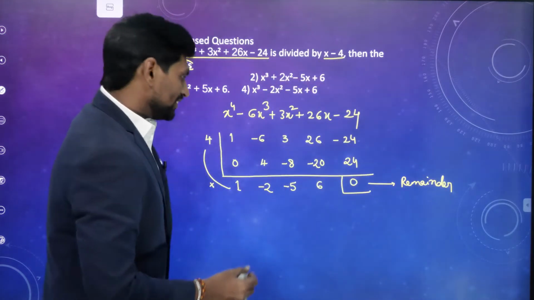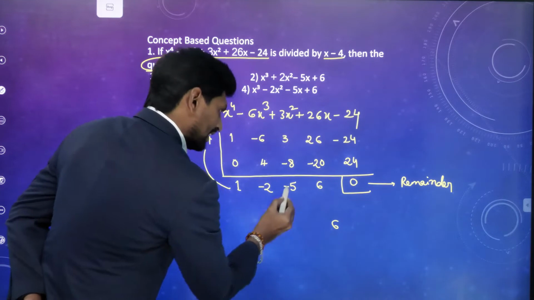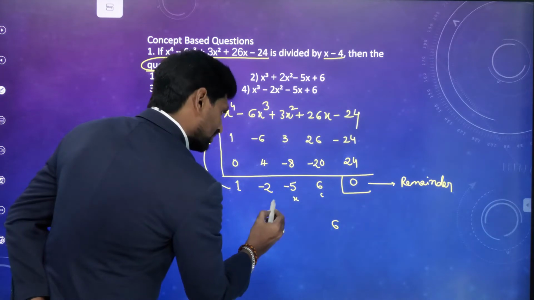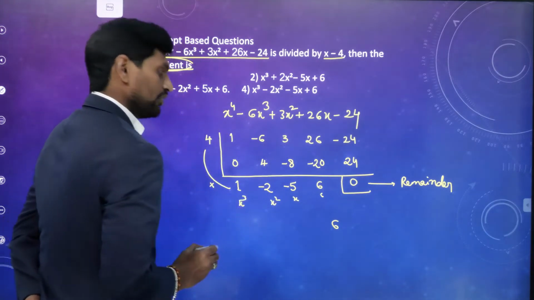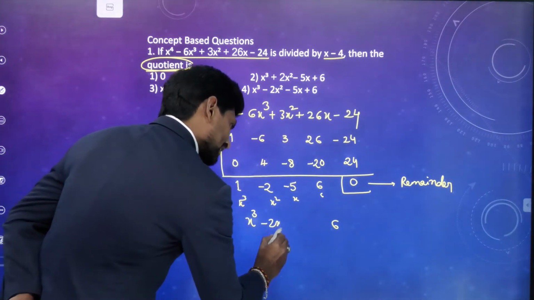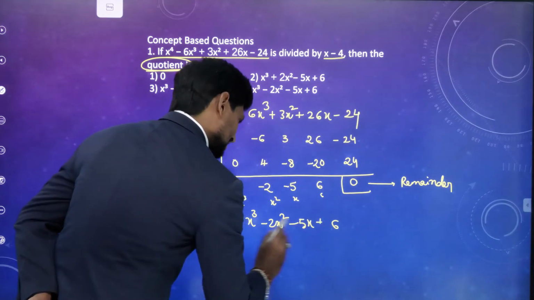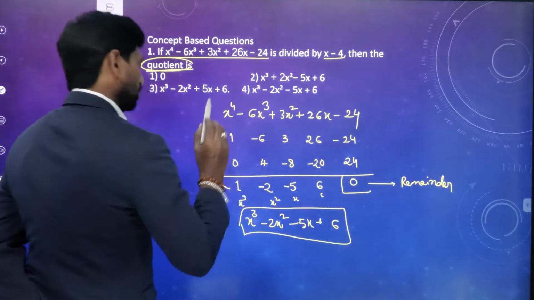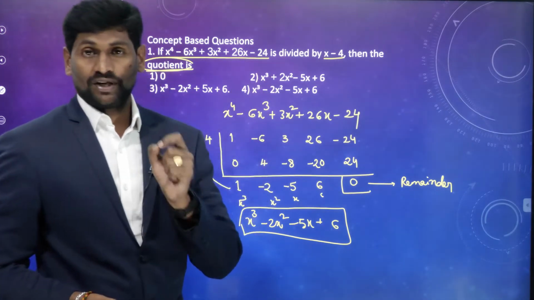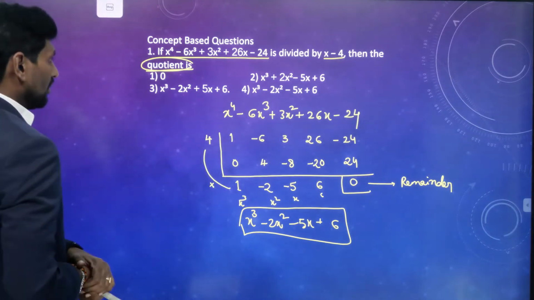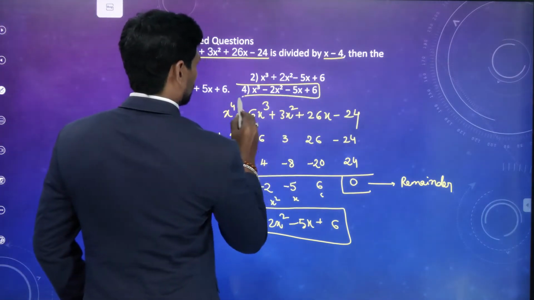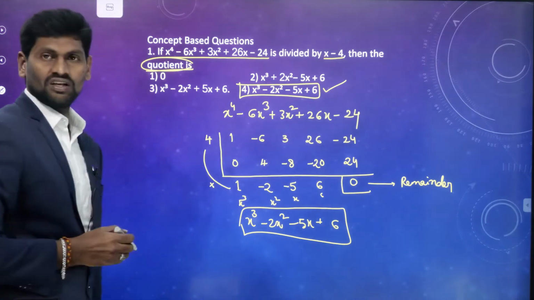Then what is the coefficient? This is the constant term. Here minus 5 represents the x term. From the right side onwards: constant, x term, x square term, x cube term. You need to write it in order like this. So 1 into x cube minus 2x square minus 5x plus 6. This will be the quotient if the entire biquadratic polynomial is divided by x minus 4. So our answer is option 4.